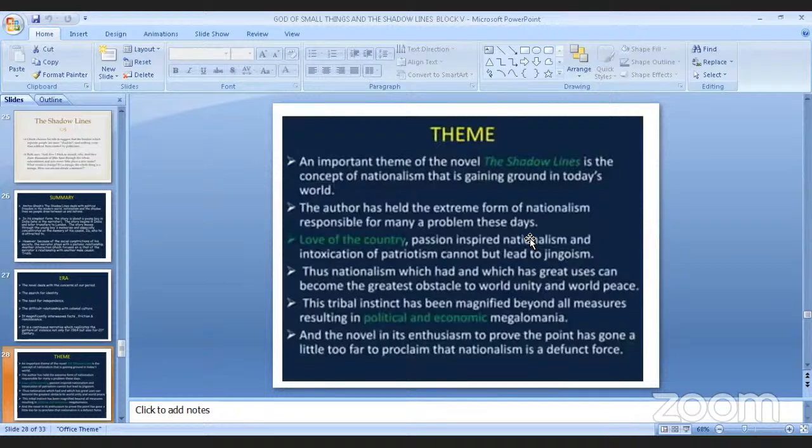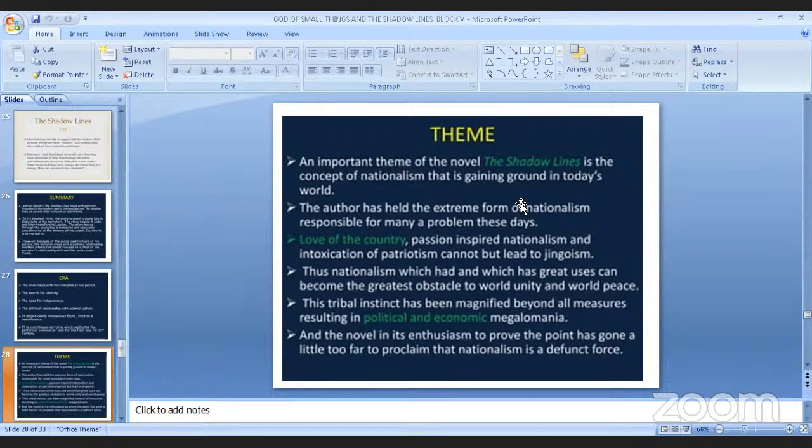And the important theme of the novel, The Shadow Lines, is the concept of nationalism and its gaining ground in today's world. The author has held the extreme form of nationalism responsible for many a problem these days. Love of the country, passion-inspired nationalism, and intoxication of patriotism cannot but lead to jingoism. Thus, nationalism, which had and which has great uses, can become the greatest obstacle to world unity and world peace.